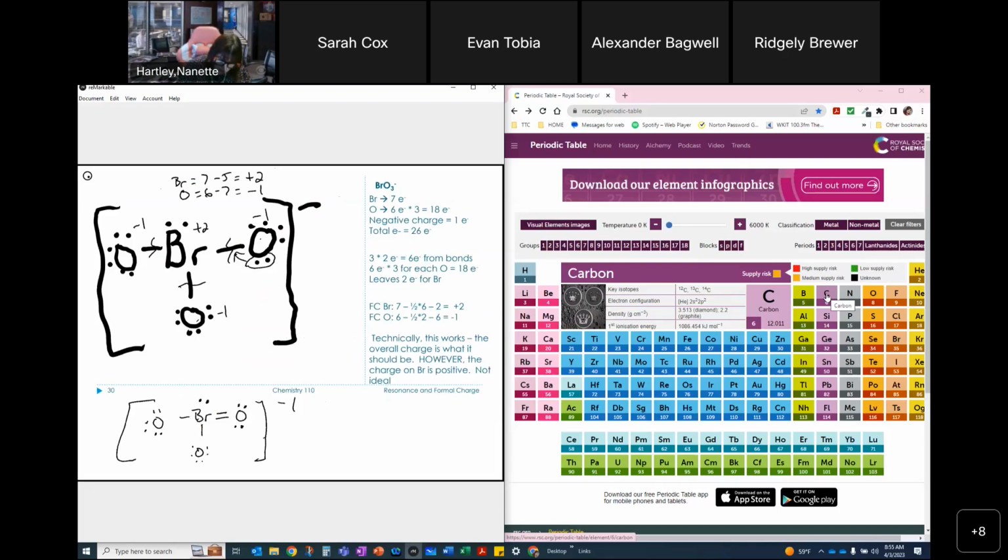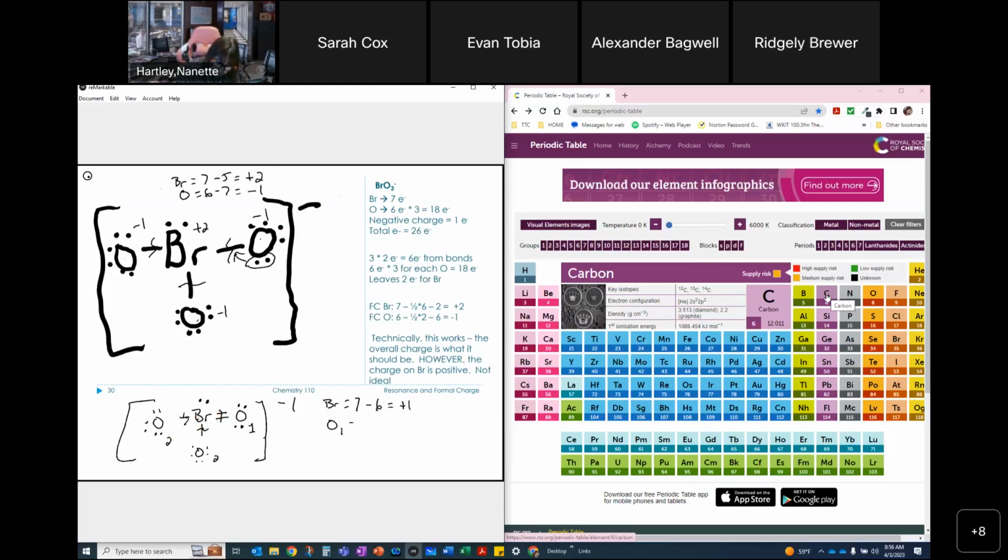Okay, awesome. Well, now I have two different types of oxygen, so I'll need to calculate the formal charge separately for those two types. If I look at my bromine, we have half of each of these. That's 1, 2, 3, 4, 5, 6. Should have 7. Subtracting 6, that gives us a plus 1.